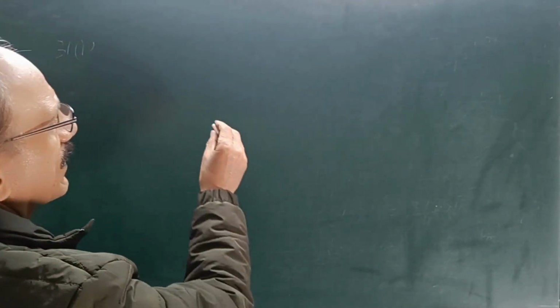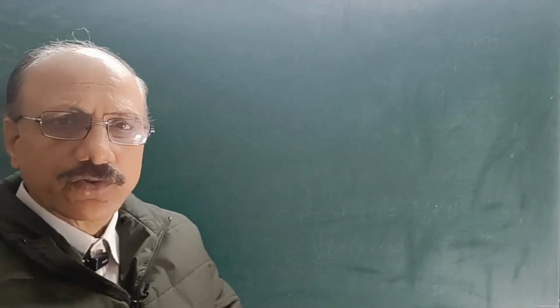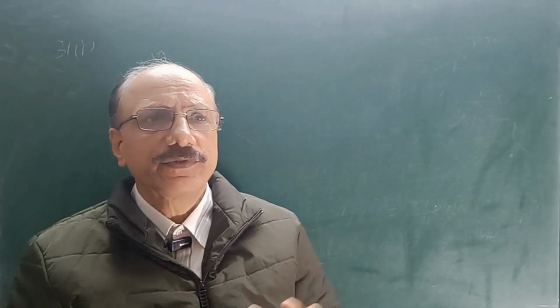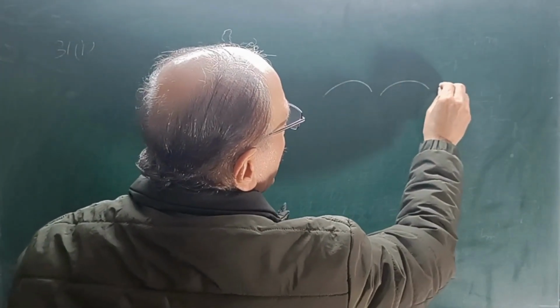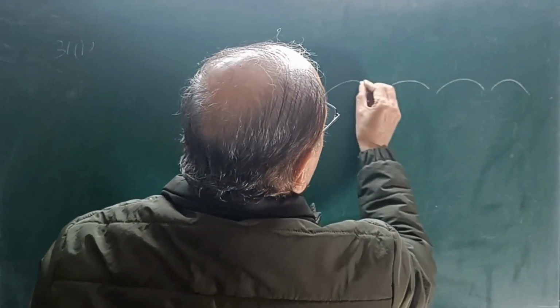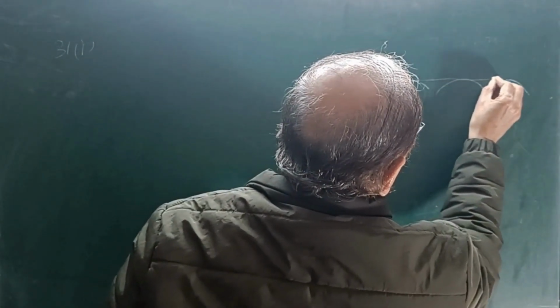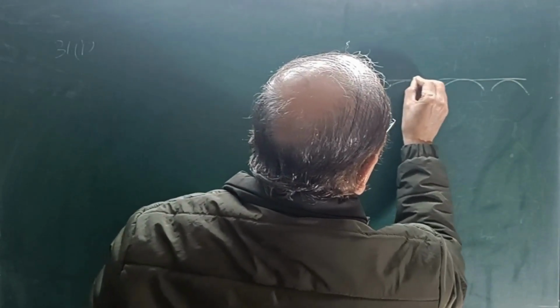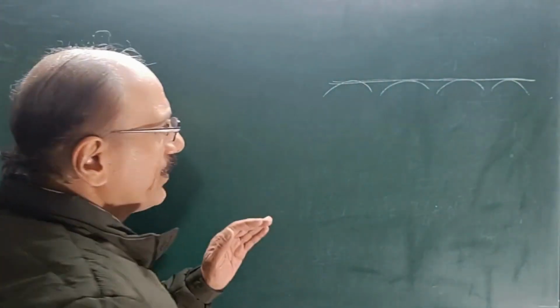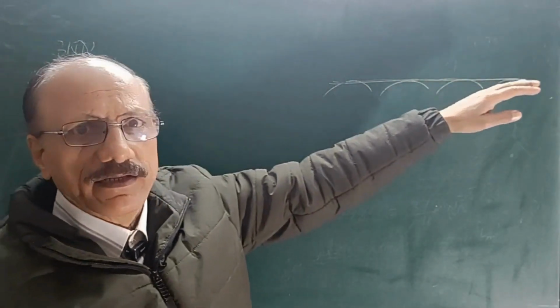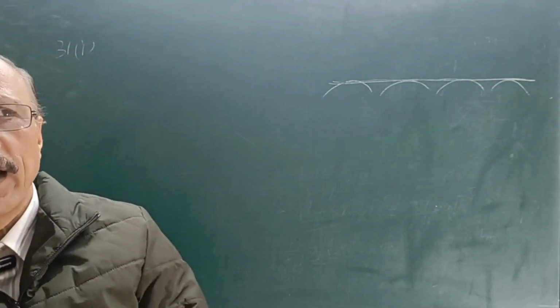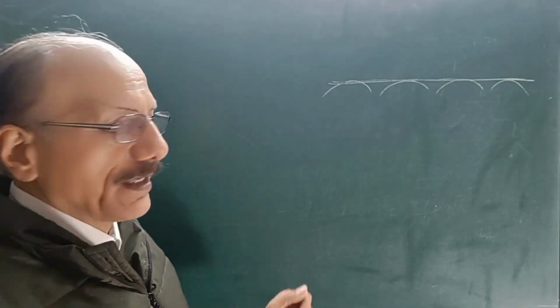Wavefront is the locus of all the vibrating particles which are in the same phase. Let us say like this. So if we trace these, this is the wavefront, it's the locus of, or we can say it is the surface where all the vibrating particles are in unison. That means they have the constant phase difference.